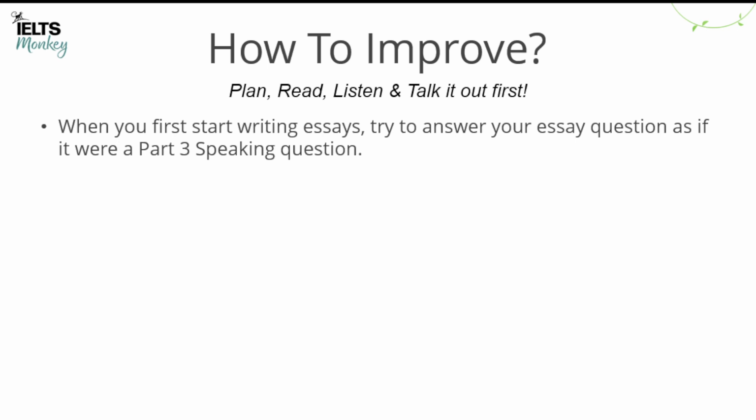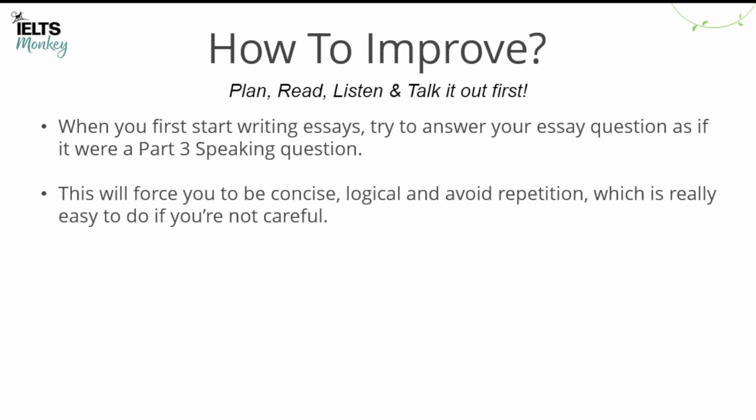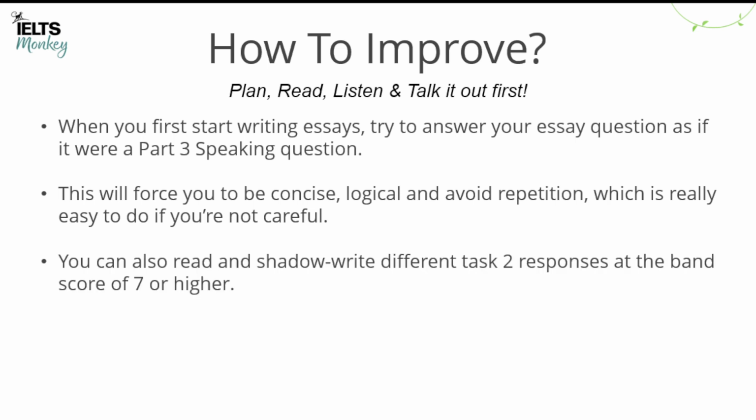This is important. It's just that when we start writing these essays, we try to be so beautiful and flowery and use all of this amazing vocabulary, and it actually hurts our score in the long run. Okay? So by practicing this way, you can be concise, logical, avoid repetition. Practice saying your answer into a recording device and then actually writing that down and seeing how it looks on paper. Read and shadow write lots of different task 2 responses at a band score of 7 or higher.